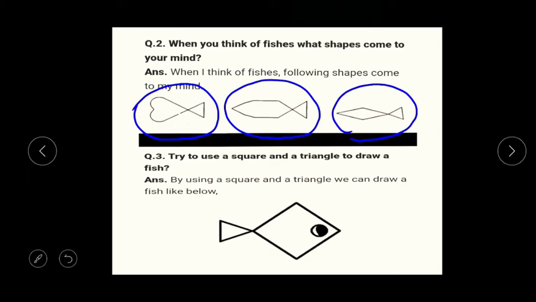The next question is, try to use a square and triangle to draw a fish. So here I have used a triangle and square to draw a fish. You can also draw a fish using a square and triangle.